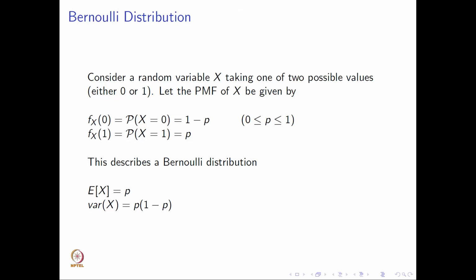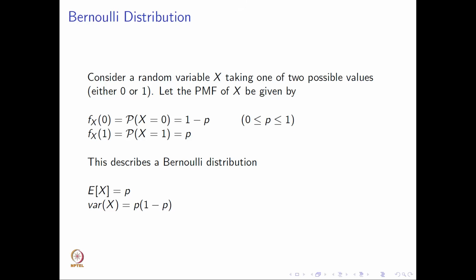Consider a random variable x taking one of two possible values, either 0 or 1. Let the PMF of x be given by fx of 0 is equal to the probability that the random variable x takes on a value of 0, equal to 1 minus p, where p lies between 0 and 1, and fx of 1 equals the probability that the random variable x takes the value 1, equal to p. Here p is the parameter associated with the Bernoulli distribution. It generally refers to the probability of success. So in our definition, we are assuming that x equal to 1 indicates a successful trial and x equal to 0 indicates a failure.